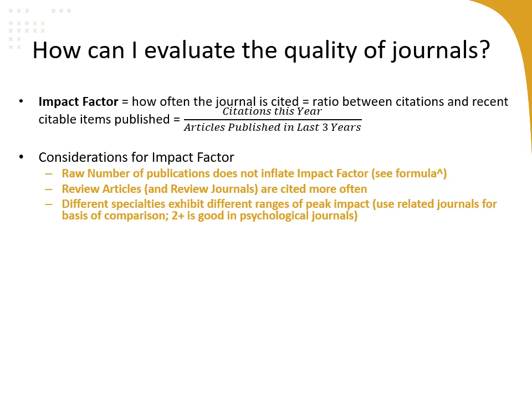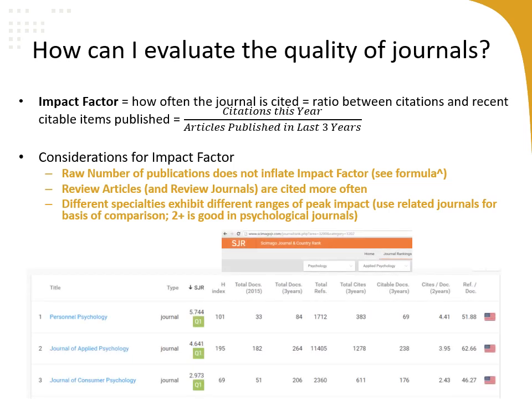Also, different specialties have different ranges of impact factors, but in psychology, around a 2 or greater is considered a high quality journal. And there are websites, you can see the link up there, that will tell you really quickly what the impact factor of a journal is. You can see that right here.